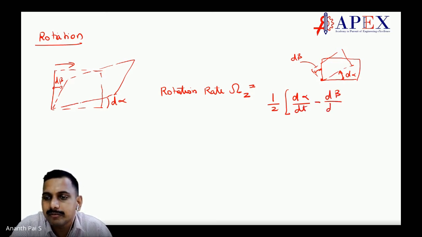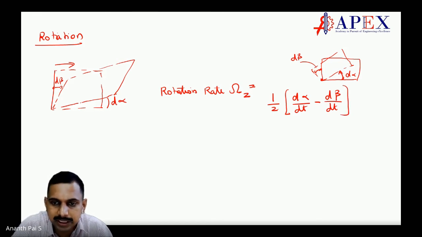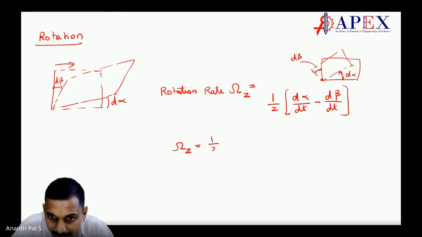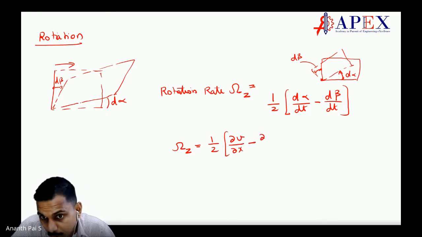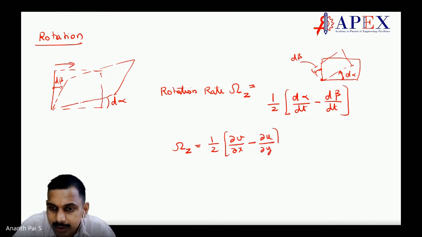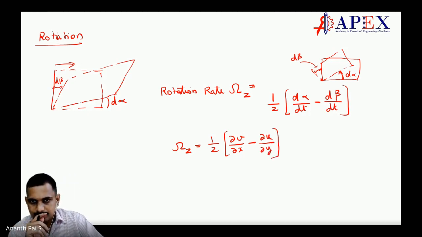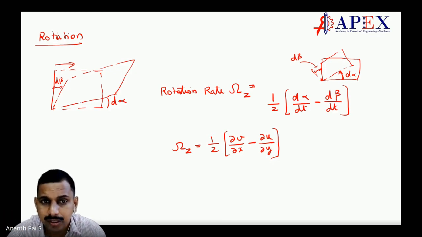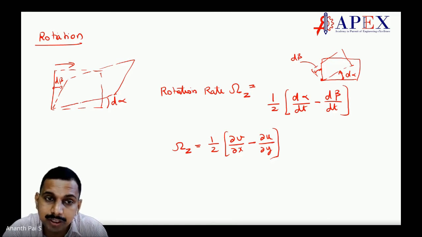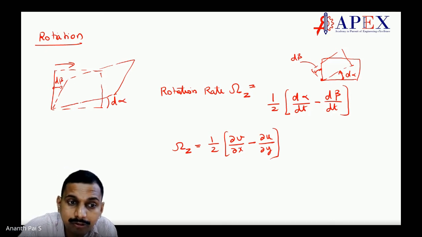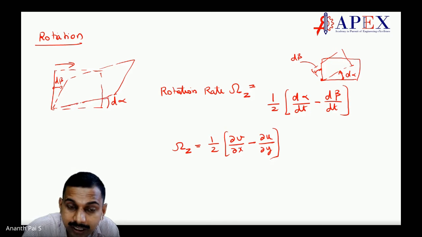Very important. And what is d alpha by dt? So omega z, the rotation rate for the same thing, would be equal to half into dou v by dou x minus dou u by dou y. This would be the rotation. Easy. Rotation is the average of the angular deformation. Rotation rate of the element is the average of the angular rate of rotation of the individual lines.